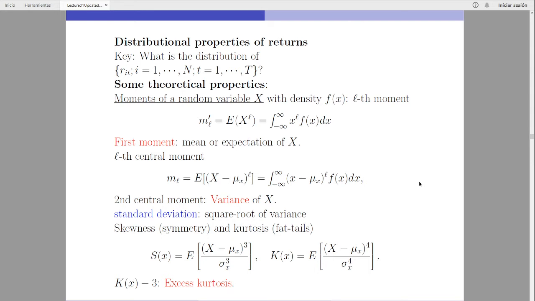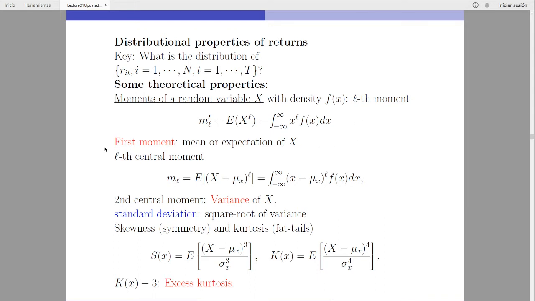Okay, the moments of any random variable with a density function f of x are defined as the mean or the expectation of the variable x to the power of l. If the function f of x is continuous, this is defined with this integral over here, from minus infinity to plus infinity of x to the power of l times f of x. Of course, the first moment is the classical arithmetic mean, but if the distribution function is not discrete but continuous, we have to use the integral form instead.